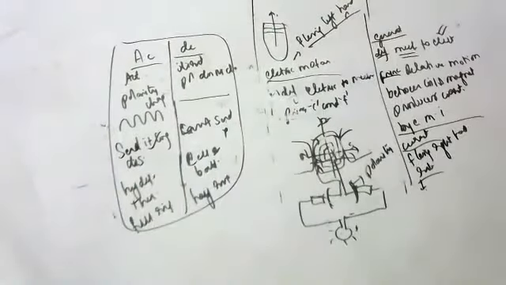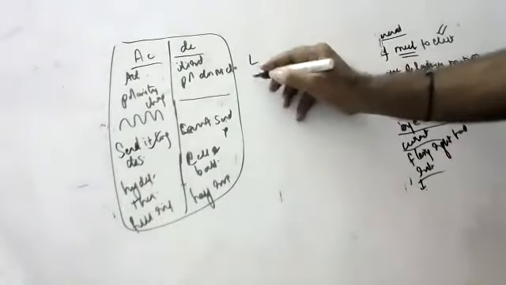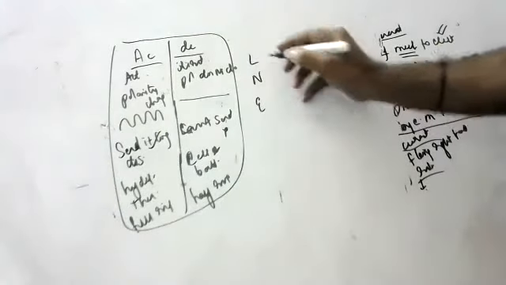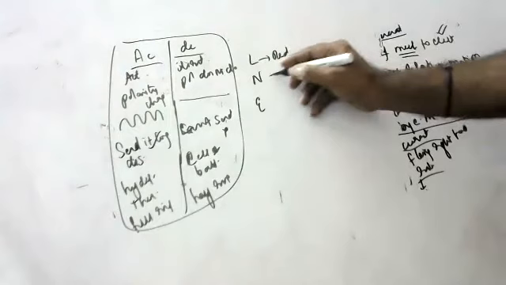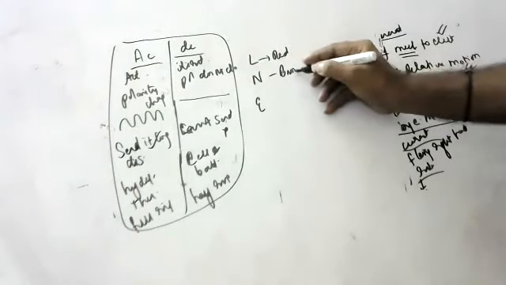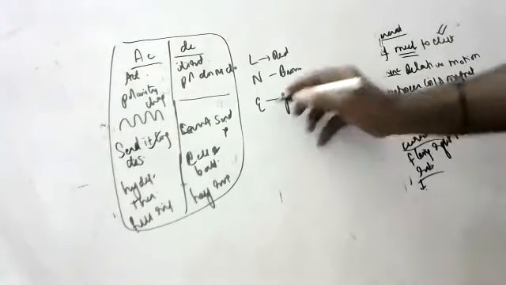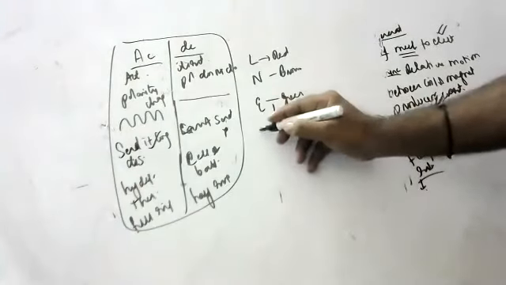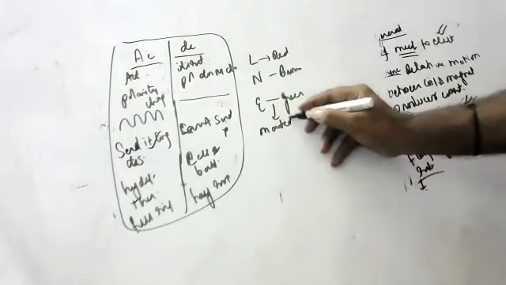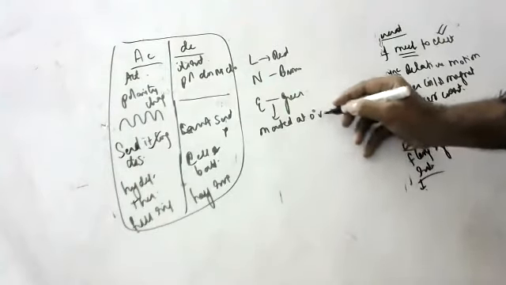Okay, and you also know what an earth wire is. Children, there are three types of wire: live wire, neutral wire, earth wire. Live wire is red in color. Neutral wire is brown or blue or black. Earth wire is compulsorily green, children. What is an earth wire? Earth wire is maintained at 0 volt potential.